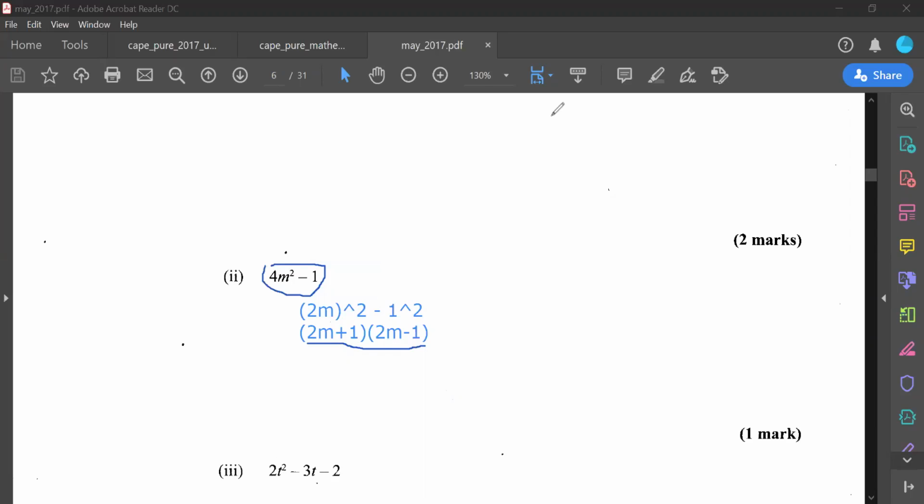And once you get that, the general rule is that, let me type it here. If you have a squared minus b squared, right? It can be factorized as a plus b times a minus b, right? So as you can see here, the a would be 4m squared and the b would be 1. So you can memorize that as a rule of thumb.